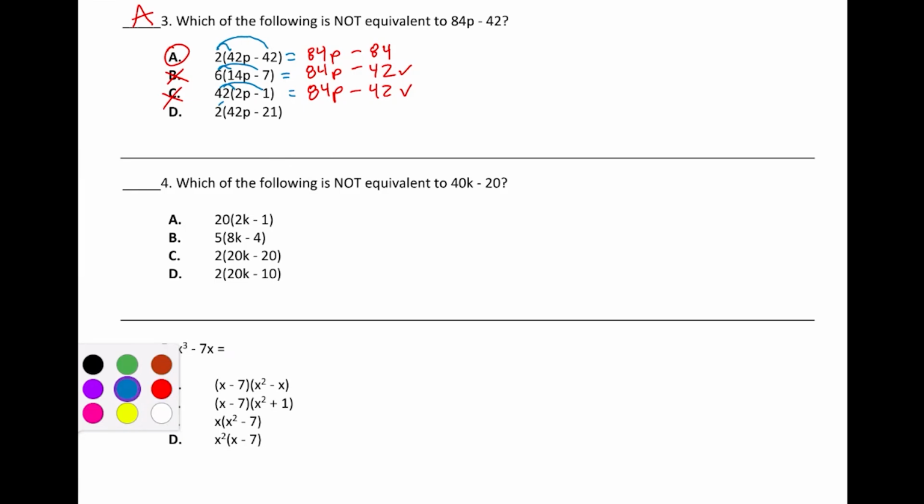For choice D, we'll distribute that 2 in to get 84p one last time. And 2 times negative 21 is negative 42. So that is equivalent as well. So yeah, our answer is A.